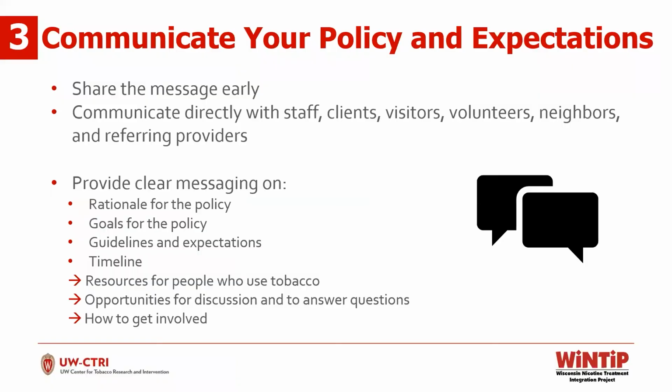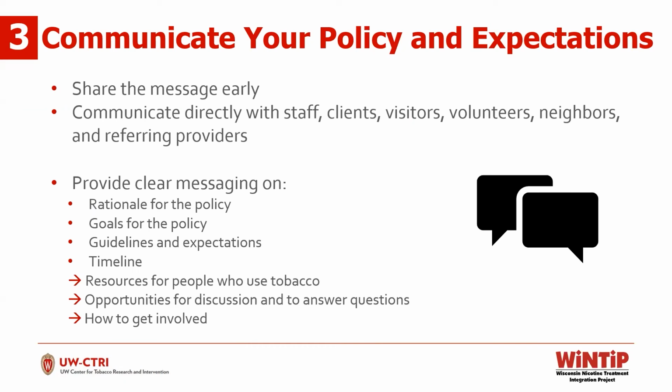Process number 3 is to communicate your policy and expectations. Share the message early. As soon as you have started creating and crafting your message, start to share that message with staff, clients, volunteers, visitors, referring providers, so that they have time to prepare, ask questions, and make appropriate changes. You want to provide clear messaging on the rationale for the policy, what are the goals for the policy and the intended outcomes, the anticipated timeline when things will go into effect, and what are the general expectations that you have of everyone at the organization.